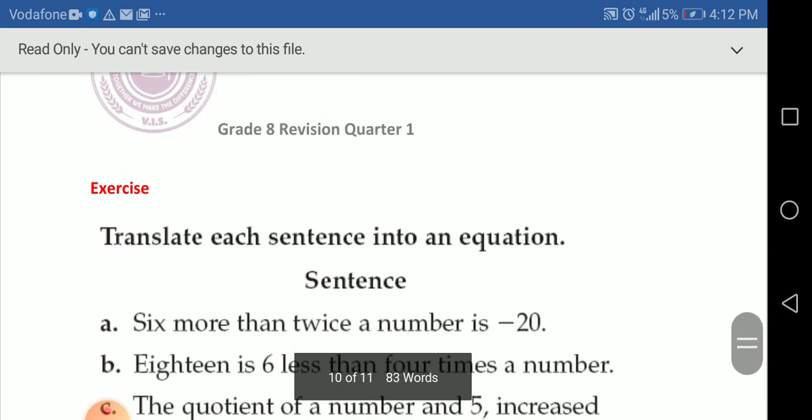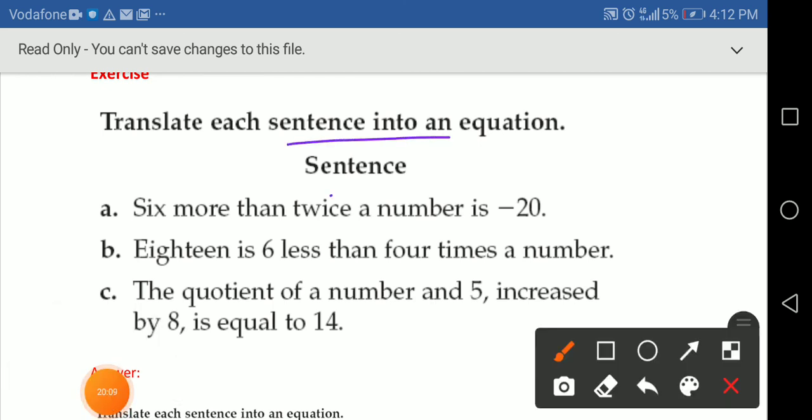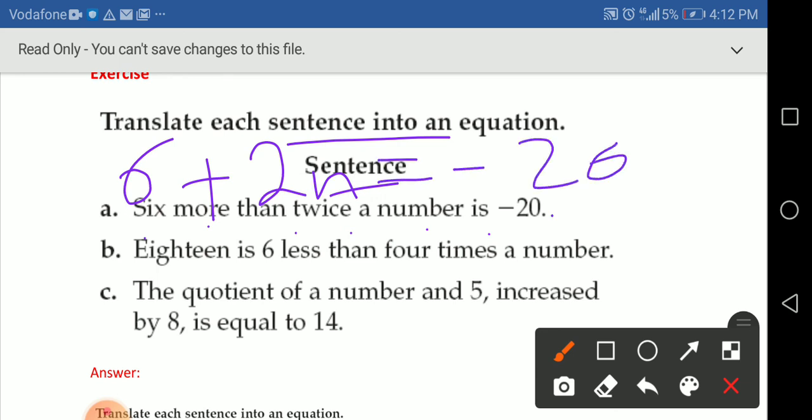Okay, let's complete. Translate each sentence into an equation. This is important. 6 more than twice a number is negative 20. 18 is equal to 6 less than 4 times a number. Remember, less than means I will change the places, so I write 4 times a number first.